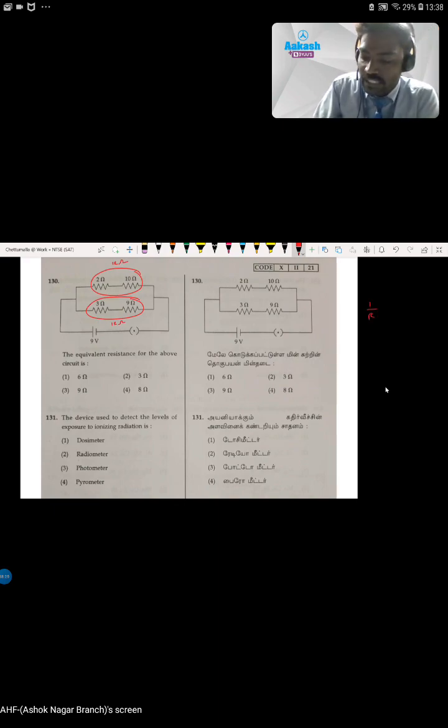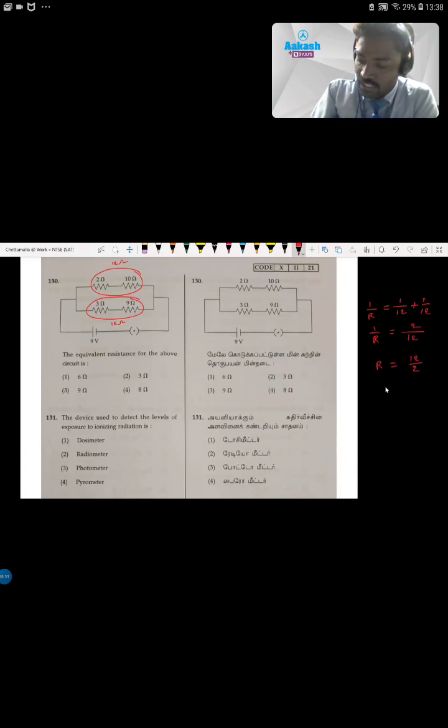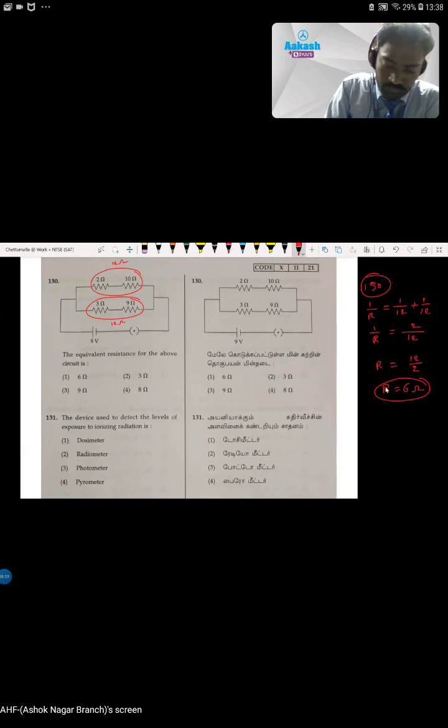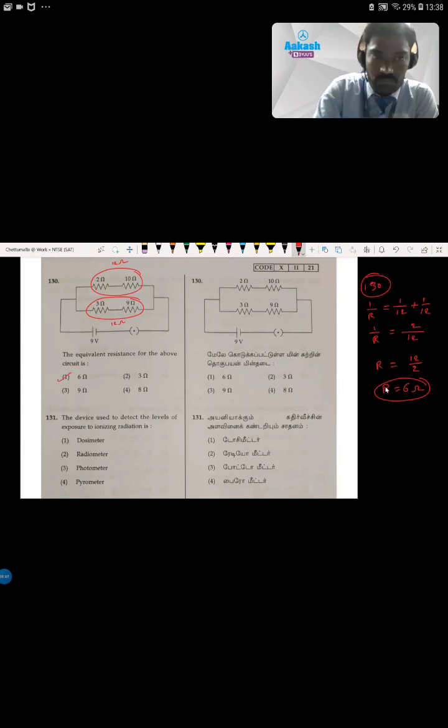So 1 by effective resistance in parallel combination is equal to 1 by R1 plus 1 by R2. 1 by R is equal to, LCM is 12, 2 by 12. So effective resistance is 12 by 2, effective resistance is 6 ohm. Okay, students? I hope all of you are clear with this. Correct answer for question number 130 is option 1.